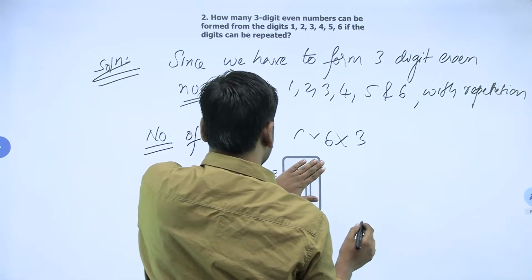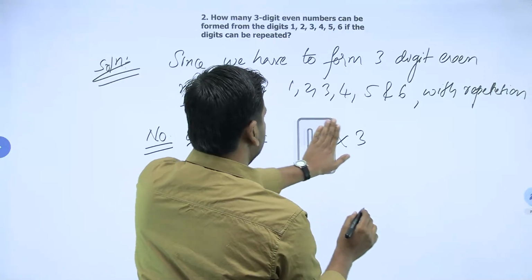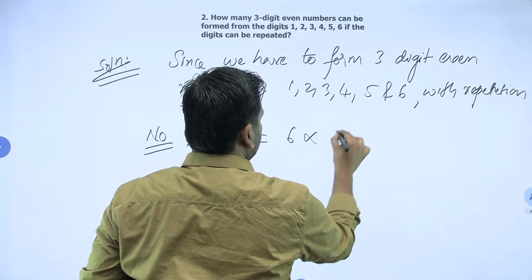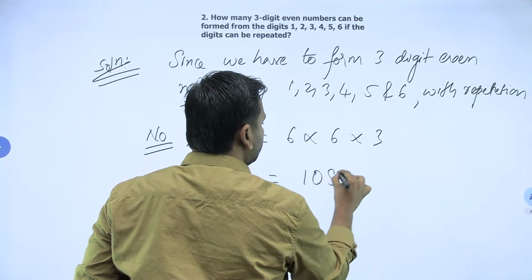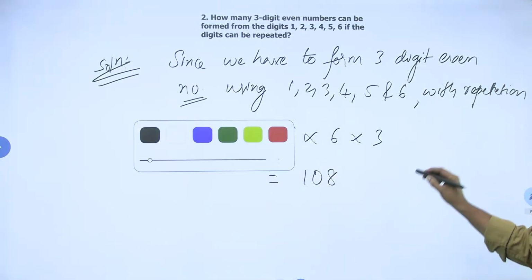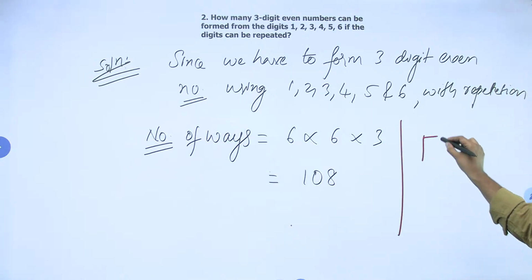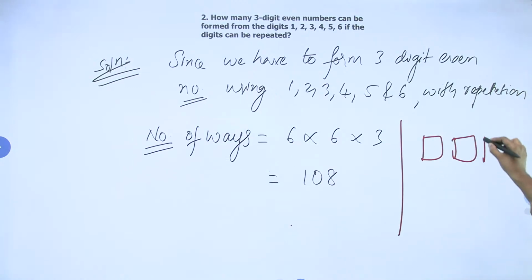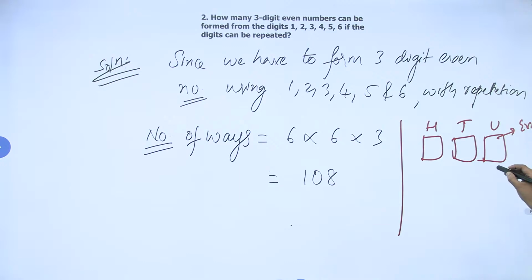It is 108 ways, right? So you can do this in the rough work also, students. I have to form a 3-digit even number. Right? This should be an even number. In how many ways can I do it here?